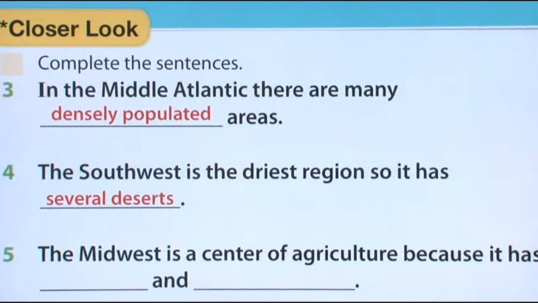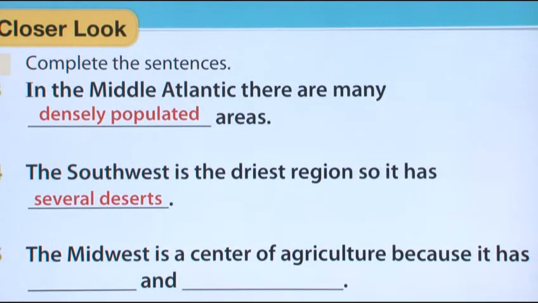Moving on to question 5, the Midwest is a center of agriculture because it has blank and blank. What makes the Midwest good for agriculture? Well, one reason is because it has flat land. Flat land makes it easy for farmers to grow their crops. And the second reason is because the croplands are fertile. They have fertile croplands, so the farmers can grow very healthy crops.